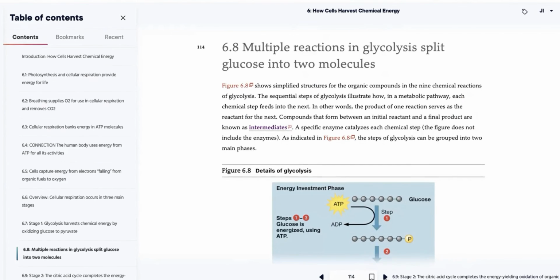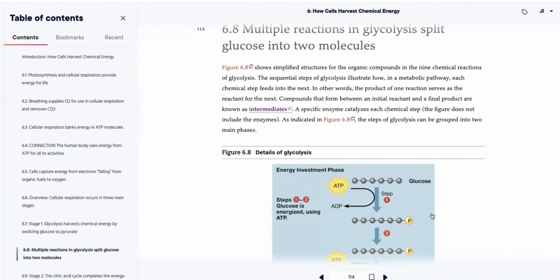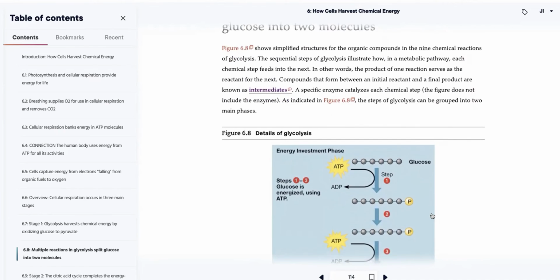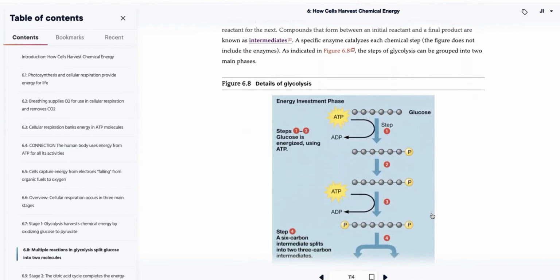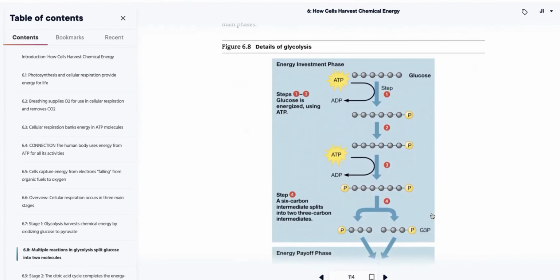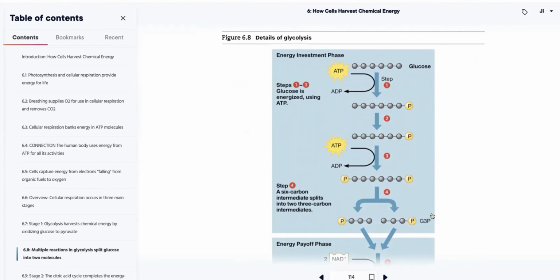Moving on to the next portion, reactions in glycolysis. Here we're actually talking about what we mean by an enzyme catalyzed step, and what we mean by a metabolic pathway involving multiple enzyme catalyzed steps.